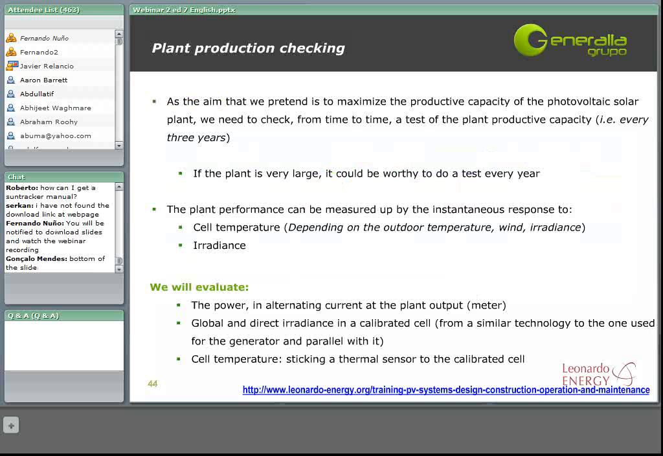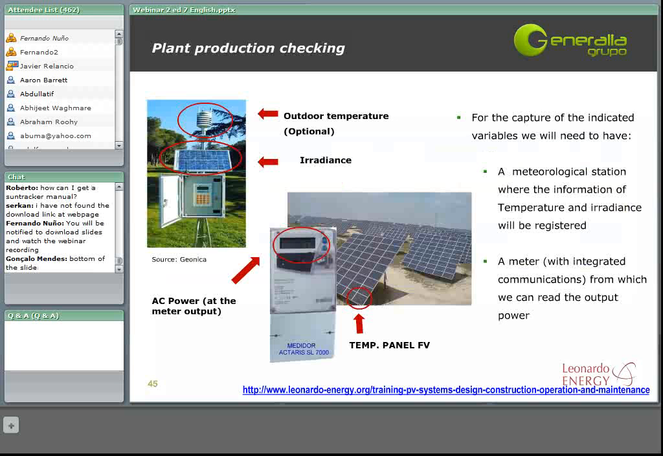In this slide, you can see the main elements that would be used to do the checking of the plant production. Here in the image on the left, you have a meteorological station. This is used to get the temperature and the irradiance. Then, from the meter that should be installed in order to measure the energy that is being injected in the grid, we can get the power.